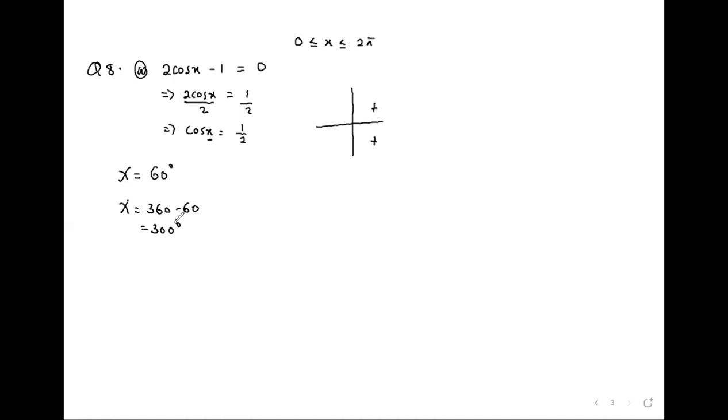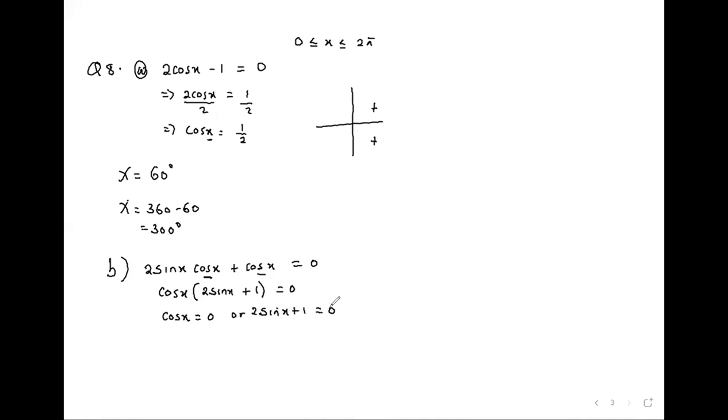Okay. What about B? B is cos x sin x plus cos x is equal to 0. So we factor out the common thing. cos x will remain, and we have sin x plus 1/2 equal to 0. So we'll have cos x is 0, or sin x is minus 1 over 2.